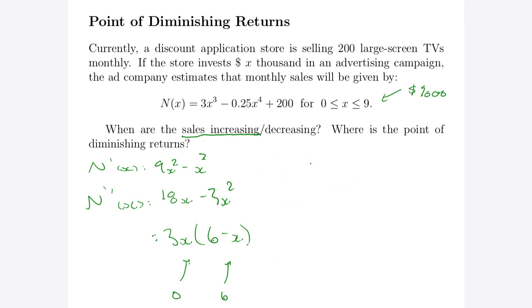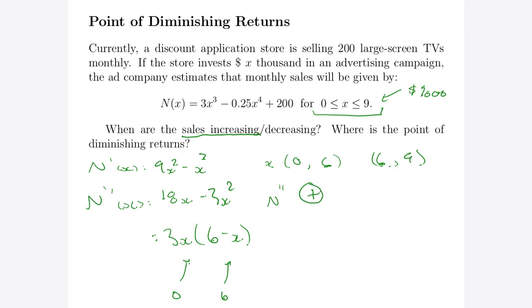So what we want to do is build our sign chart from, I'm going to start at 0 instead of negative infinity because that's our domain from 0 up to 9. So I'm going to go from 0 up to 6 and then from 6 to 9. These are our x values, and I want to check the sign of my second derivative. Here, if we plug in a number like 1 from this interval into our second derivative, we get 18 minus 3. That's going to be positive.